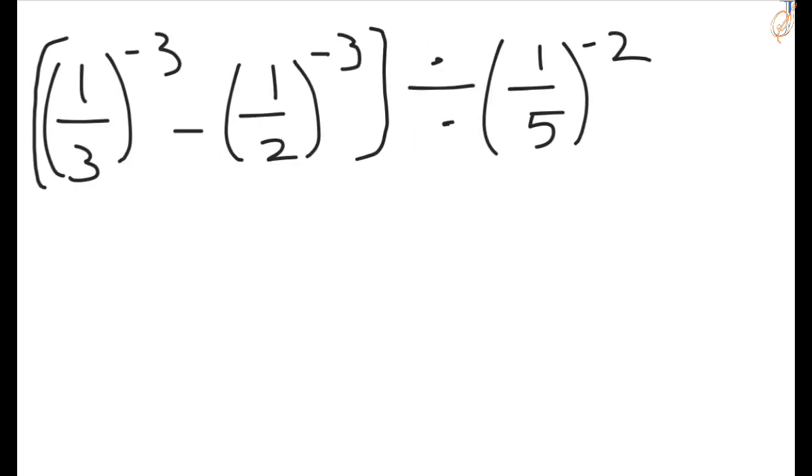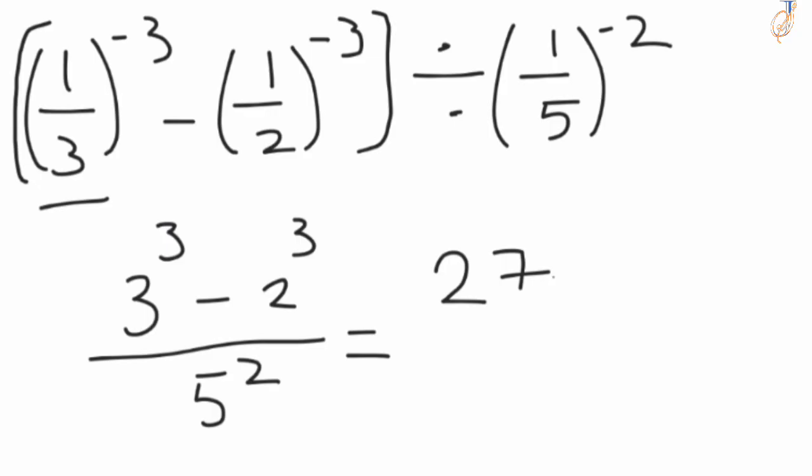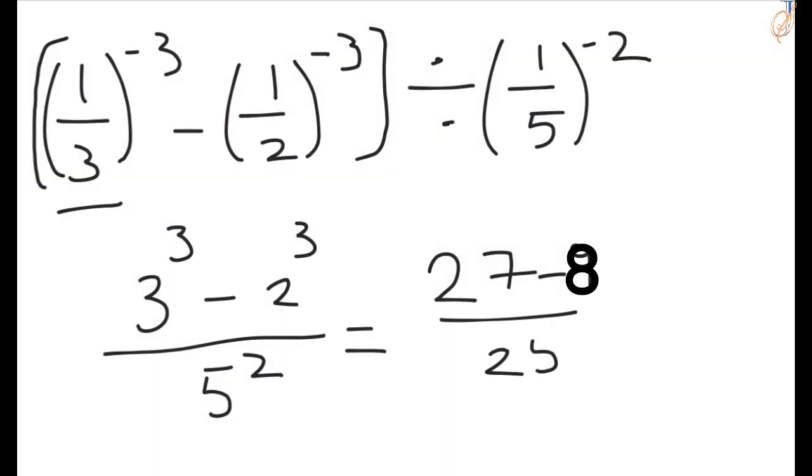Here in the powers we have negative ones. To make it positive, you can write it in reciprocal form. So this becomes 3 power 3 minus this becomes 2 power 3, divided by 5 power 2. So after 3 power 3, the value is 27 minus 8 divided by 25, which is equal to 19 by 25.